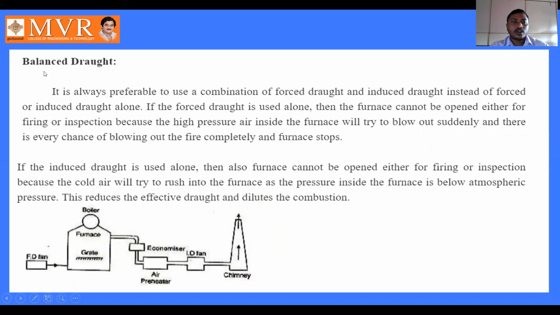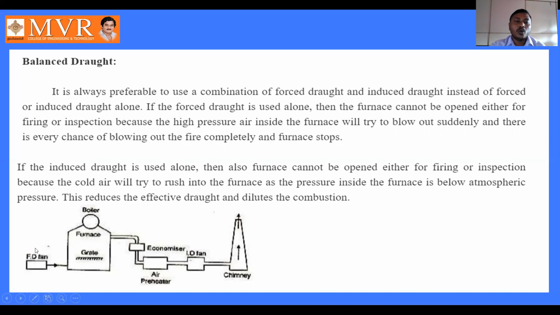This is what the balanced draft is about, using the FD fan. We are using the grate, furnace, boiler, economizer, air preheater, ID fan, and chimney. By using this FD fan and ID fan, we are going to balance the draft. It is always preferable to use a combination of forced draft and induced draft.